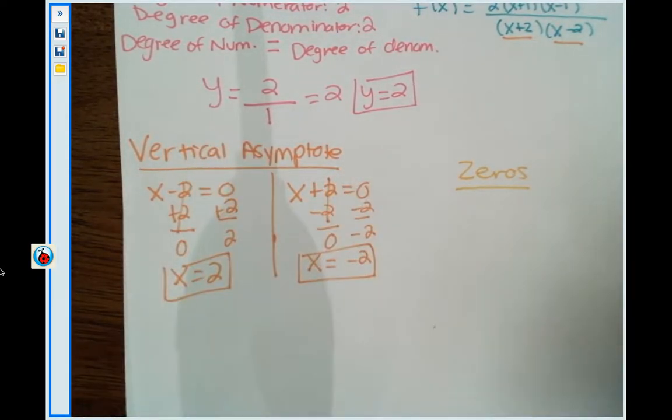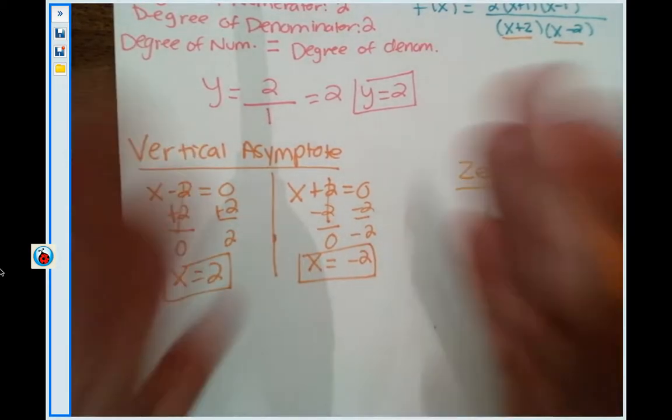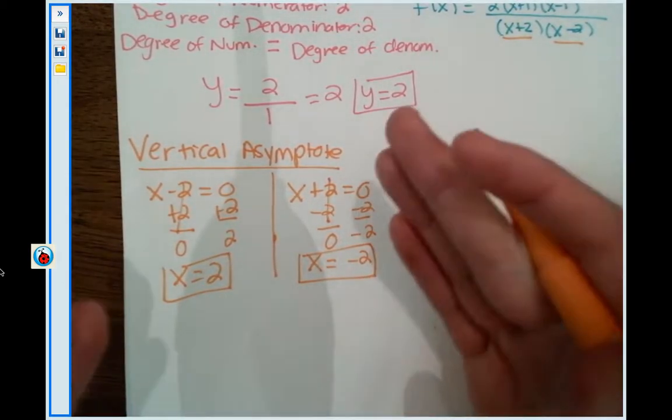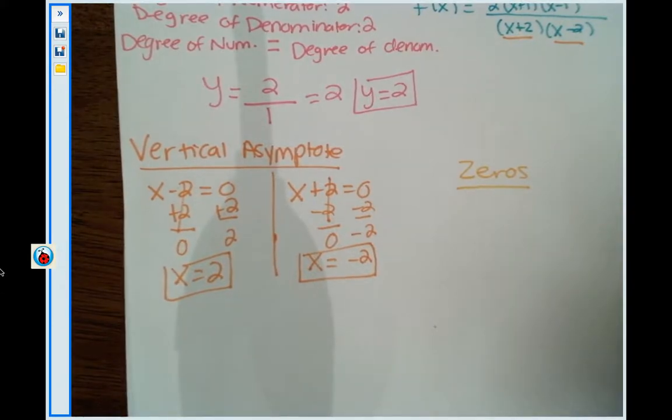So we're going to have 2 vertical asymptotes this time. Holy hot dog, right? That's a lot. That's cool. We haven't experienced 2 asymptotes yet that are vertical, so that's pretty cool.